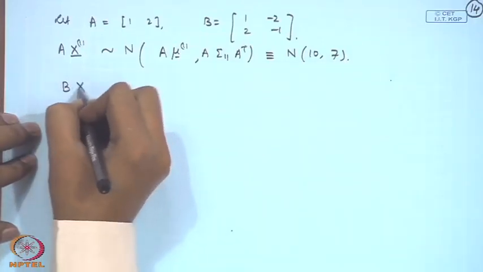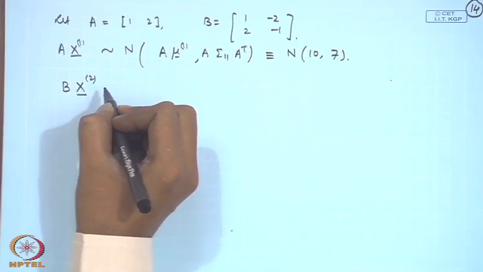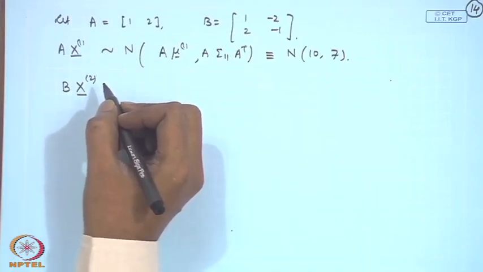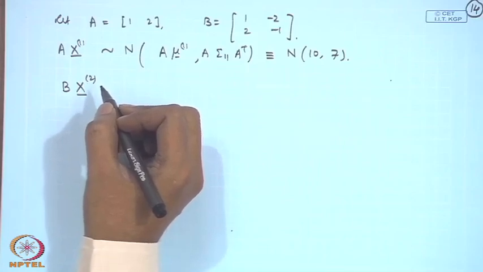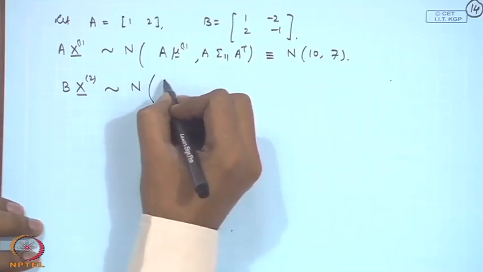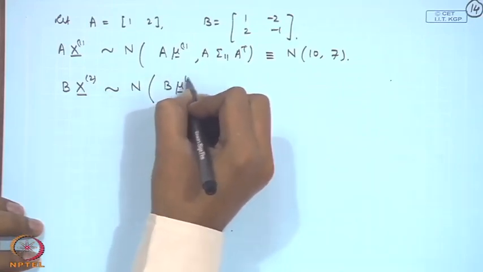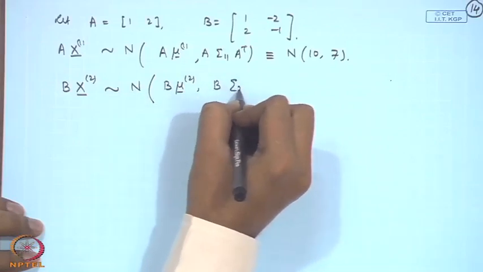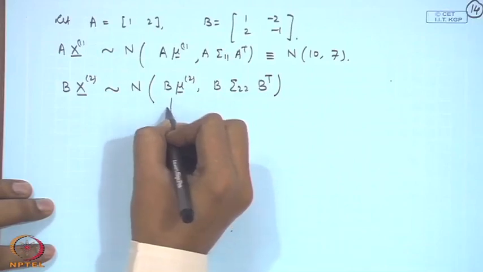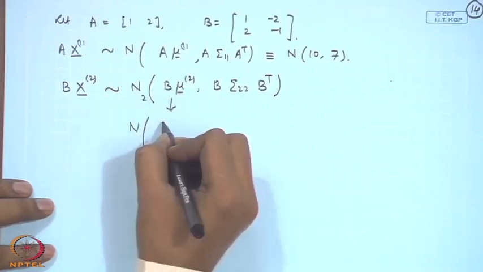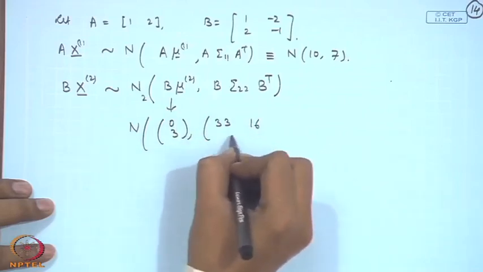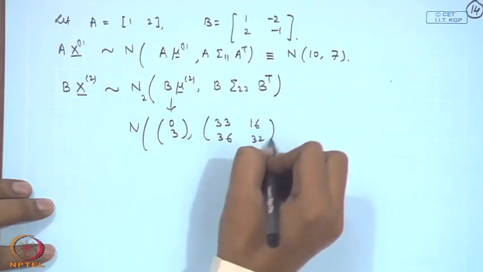Similarly, suppose I consider B x 2. So, B x 2 is a 2 dimensional vector here, that is following normal with mean B mu 2 and covariance B sigma 2 2 B transpose. If we calculate this, it turns out to be (0 3) and (33 16, 36 32).